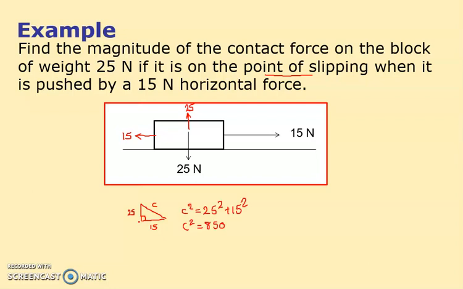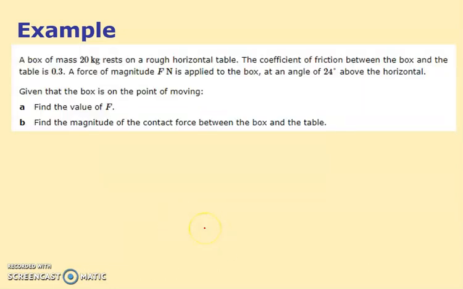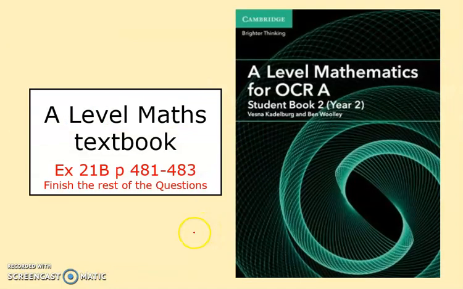contact force. So quickly doing that, I did 25 squared plus 15 squared, c squared is 850, square root that, and I get 29.2 newtons for that contact force. It only wants the magnitude of it, so that's it. And in the lesson we'll do a bit more on this, but then we'll do exercise 21B.